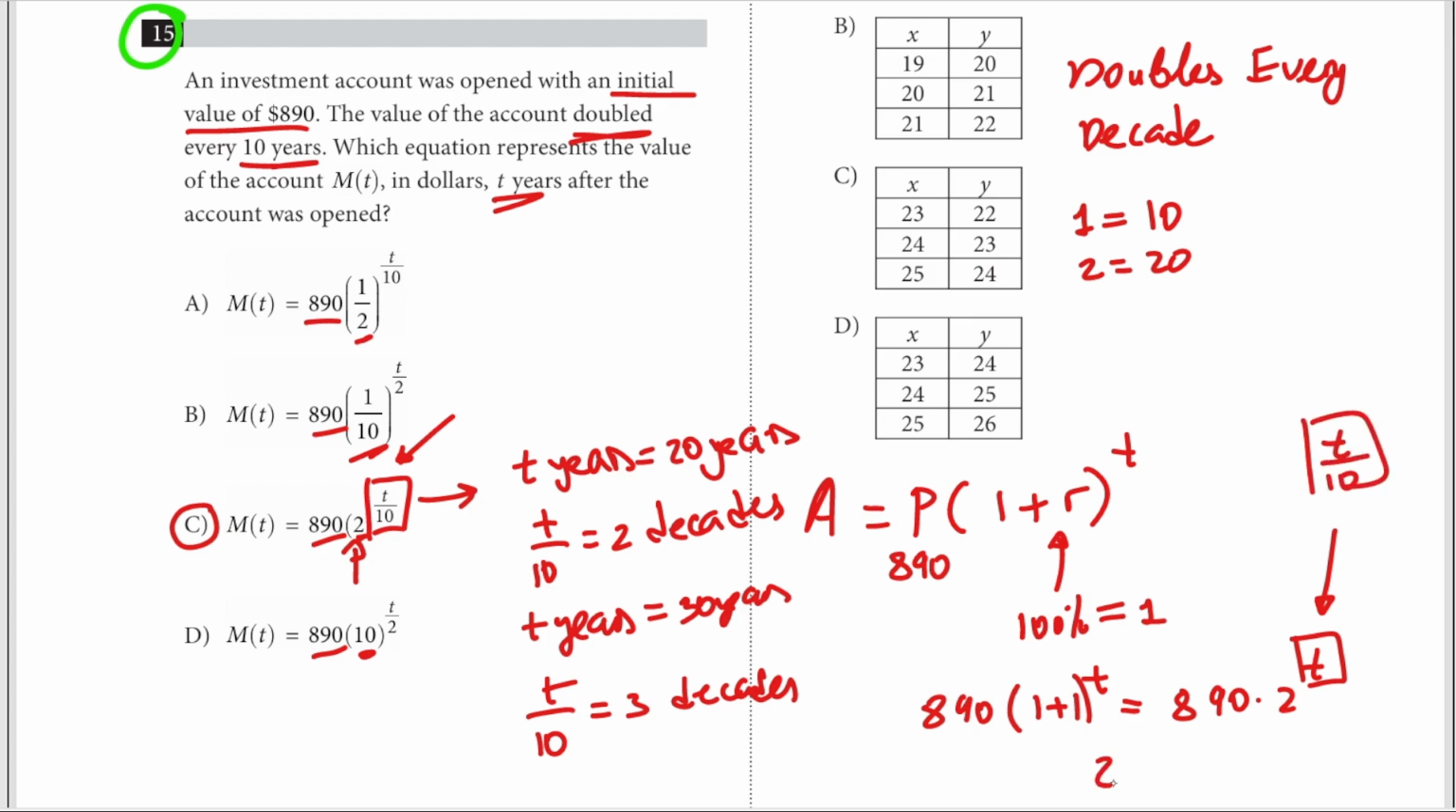So the final formula is 890 times 2 to the power of t over 10. The answer is C. That's it.